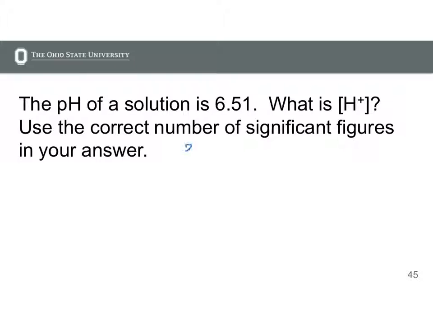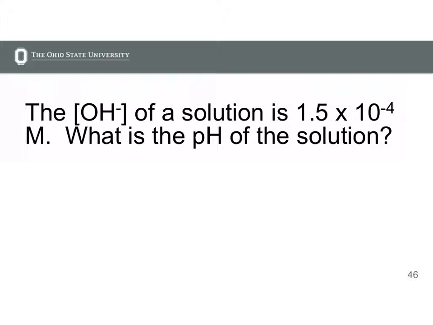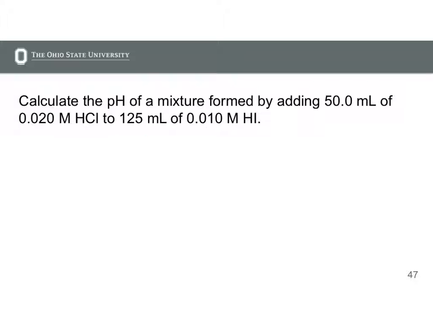That's that one, 3.1 times 10 to the minus 7. Looking for, in this problem, hydrogen ion concentration, you should get 3.1 times 10 to the minus 7 molar with 2 sig figs. Okay. There's another one: when you're given a concentration of OH minus, what is the pH? I end up with 10.18. This one's a little fun.